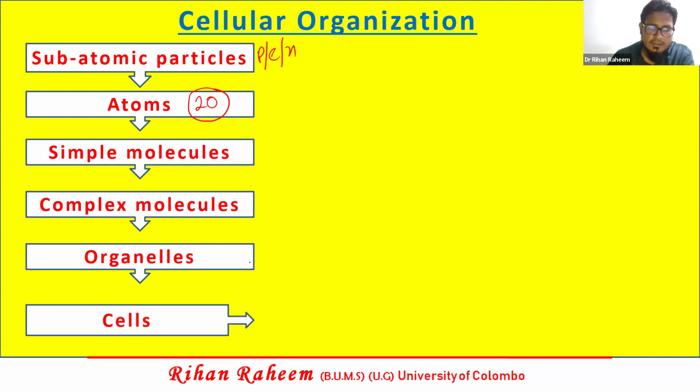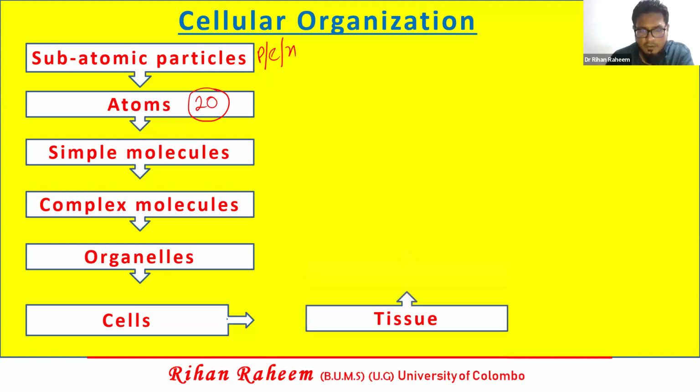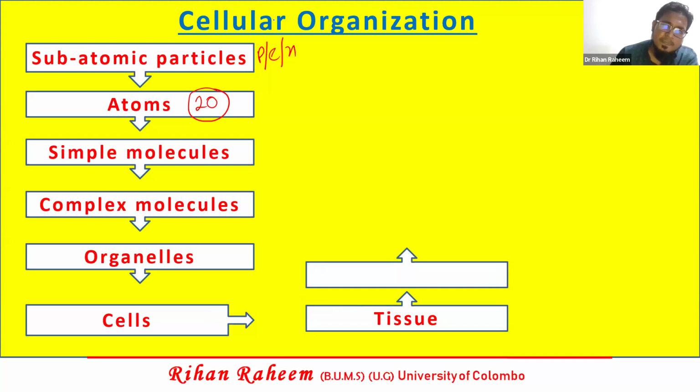Then the organelles join together to form the cells. Collection of cells, I think you all know that, no? Collection of cells are known as tissues. Collection of tissues are known as? Any idea? Collection of tissues are known as? Organs. Organs. Very good. Organs.